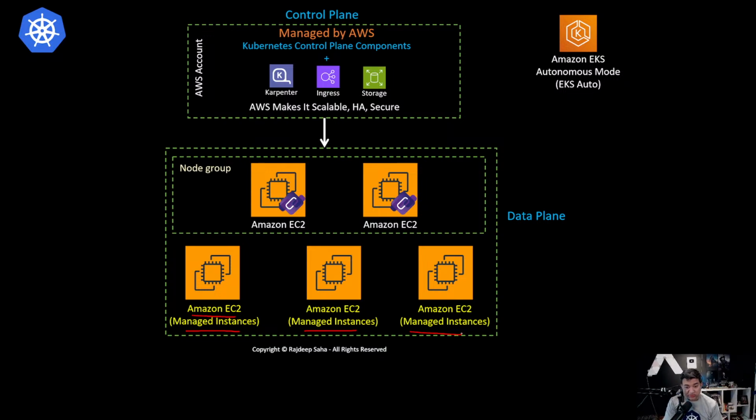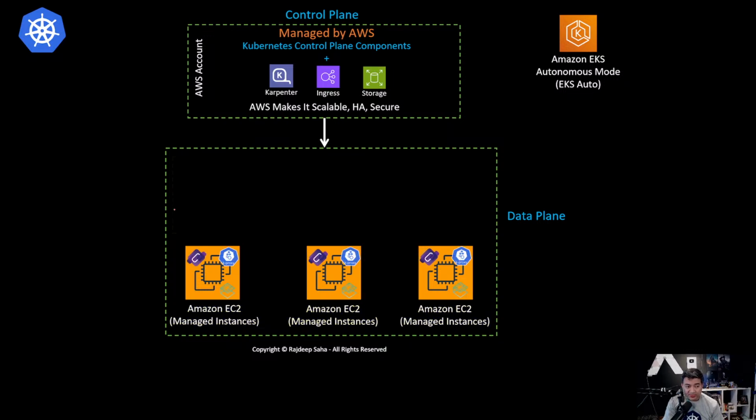Okay? At this point, you are like, but how about some of the other add-ons, Raj? You have this Core DNS add-on here. That's also managed by AWS. So for the components that need to be run on worker nodes, right? For example, VPC CNI components or kubeproxy, AWS bakes them into these managed EC2 instances.